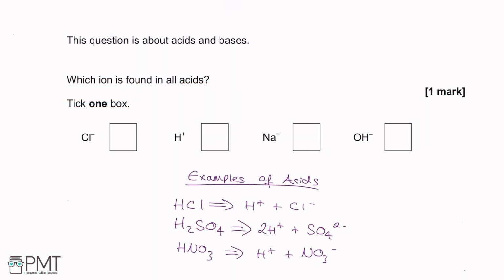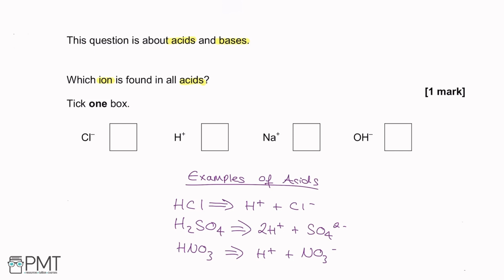This question is about acids and bases. Which ion is found in all acids? Tick 1 box for 1 mark. So what I've shown down here in the purple pen is some examples of different acids. So I've got here HCl, which is hydrochloric acid, H2SO4, which is sulfuric acid, and HNO3, which is nitric acid.